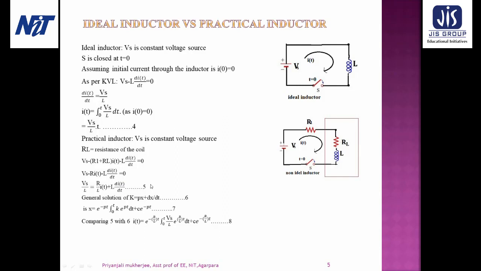So we can compare it with the equation K equal to Px plus dx/dt, and the general solution of this equation is given as e to the power minus Pt times the integral from 0 to t of K e to the power Pt dt, plus C into e to the power minus Pt. So comparing this with equation 5, we can find the current equation: i equals e to the power minus R by L into t, integral from 0 to t of Vs by L into e to the power R by L t dt, plus C into e to the power minus R by L into t.